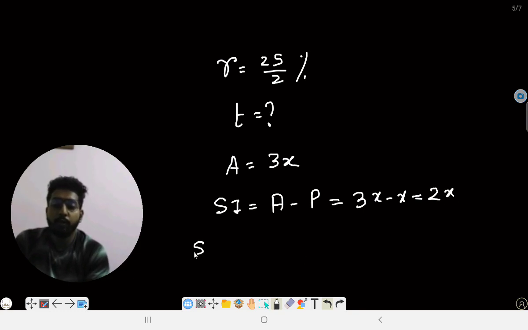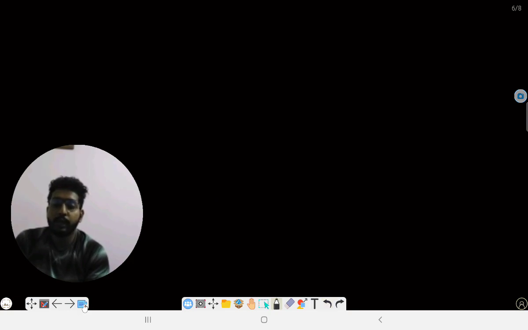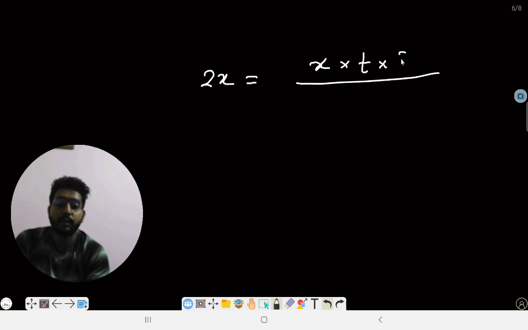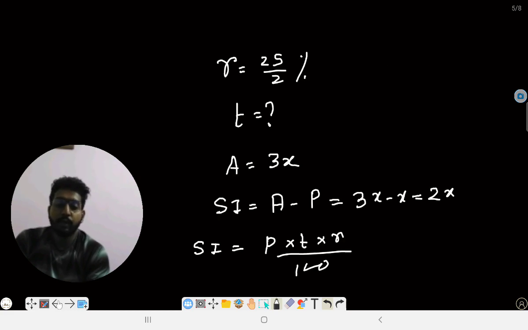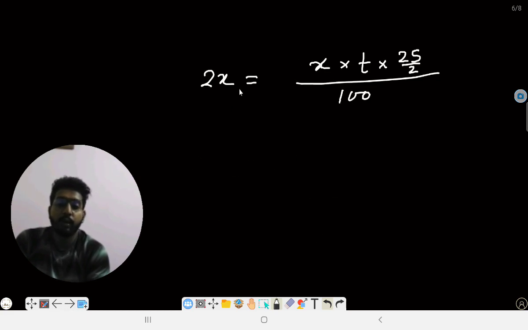Now we know the formula for SI. SI equals P into time into rate by 100. So put the values here. SI is now 2x equals P, which is x, into time, we need to find the time, into R, which is 25 by 2, divided by 100. So that will be PTR by 100. Now calculate this one. x and x will be cancelled out.